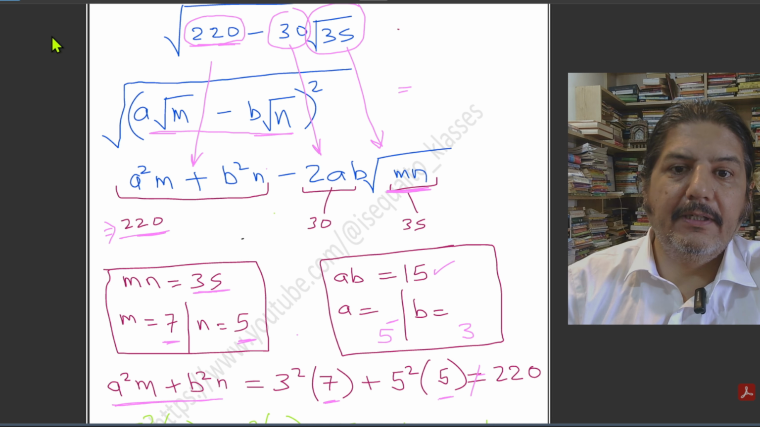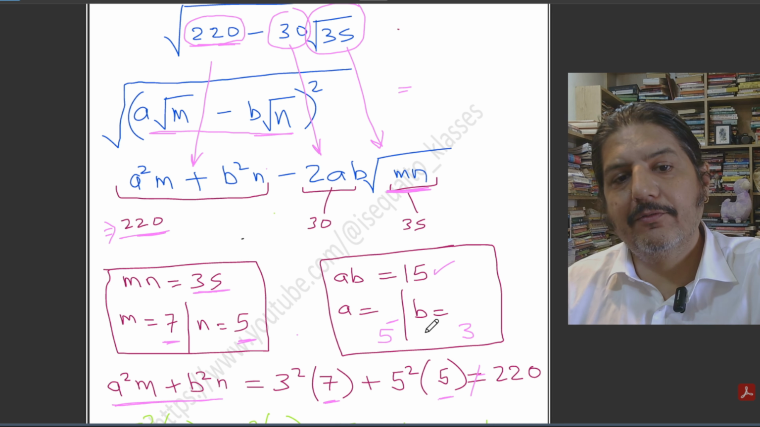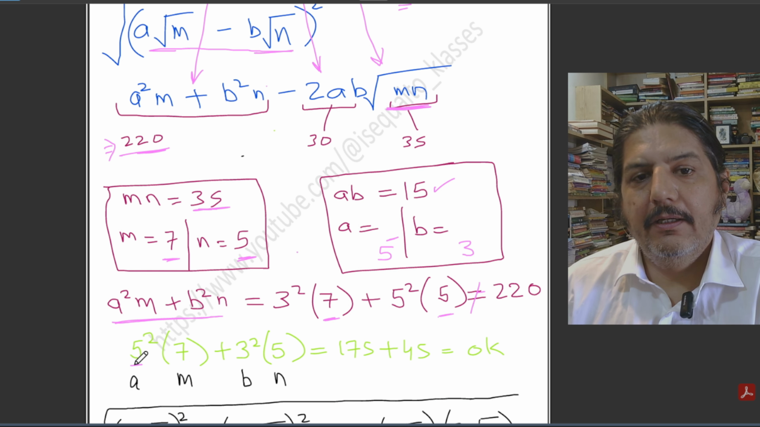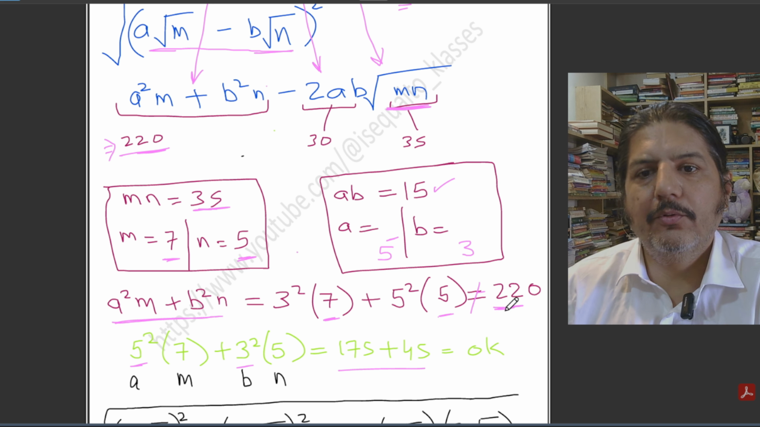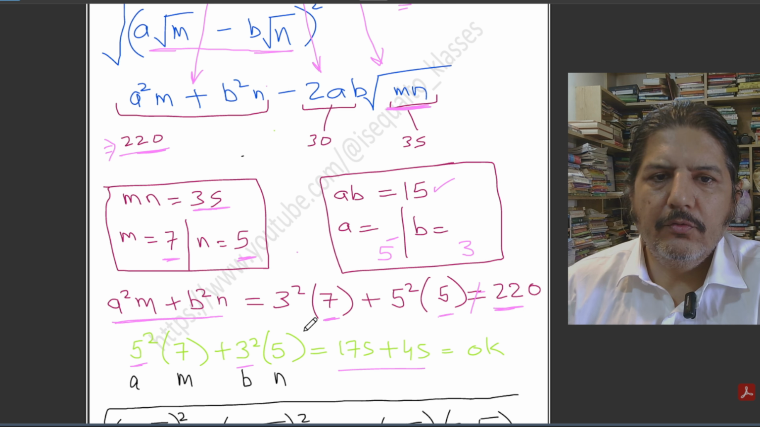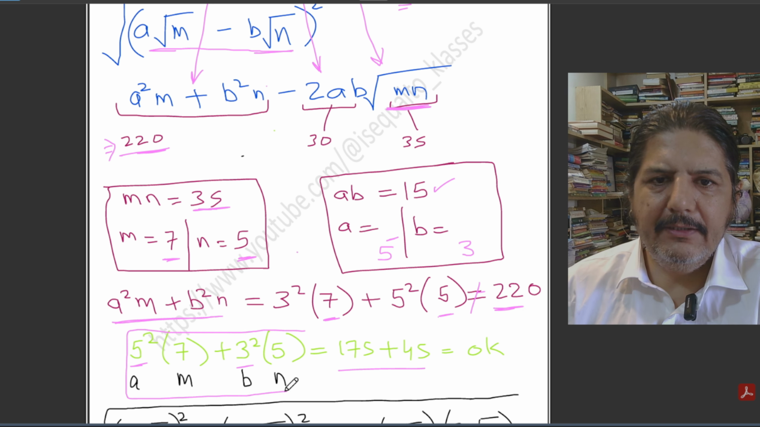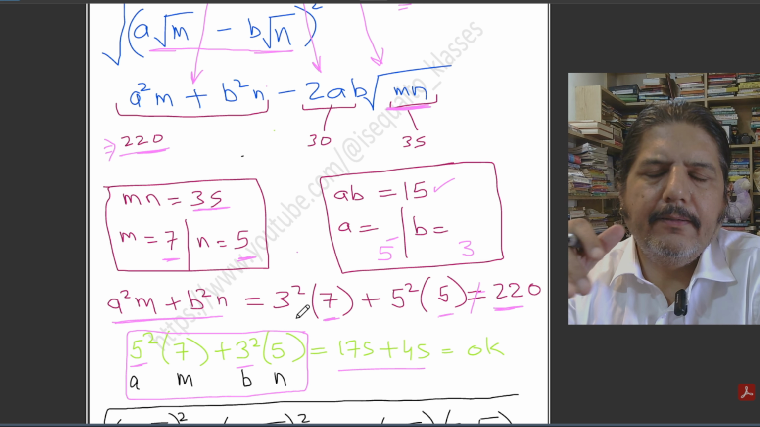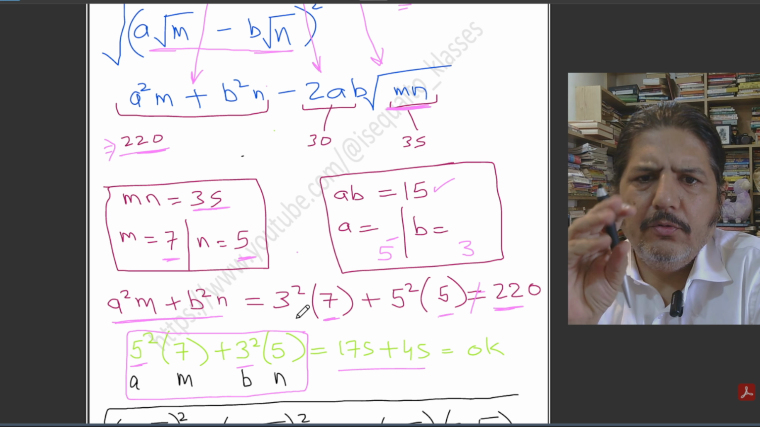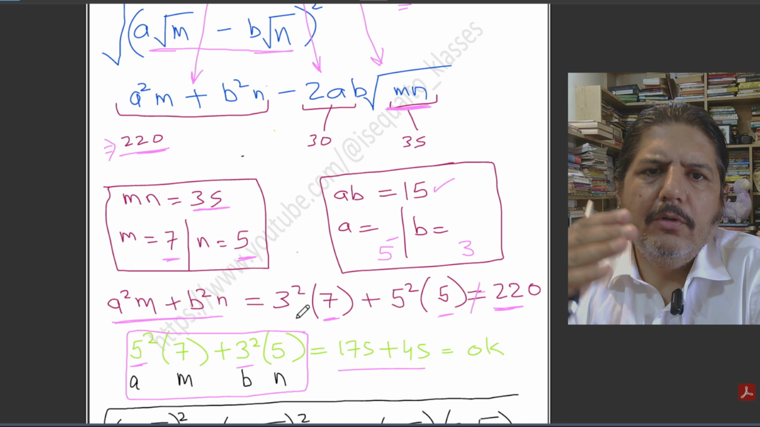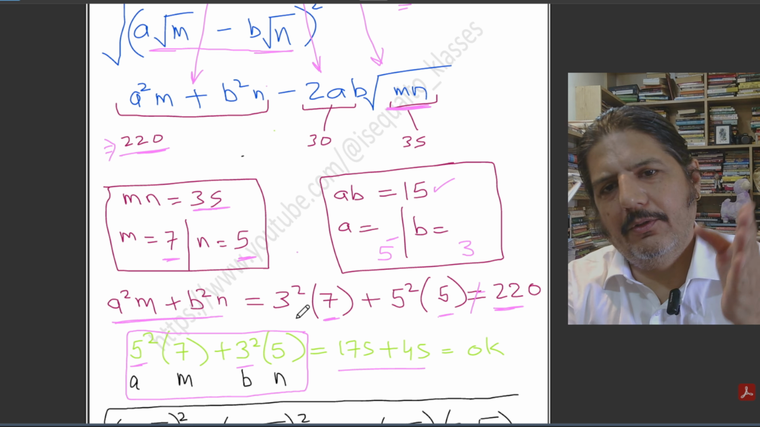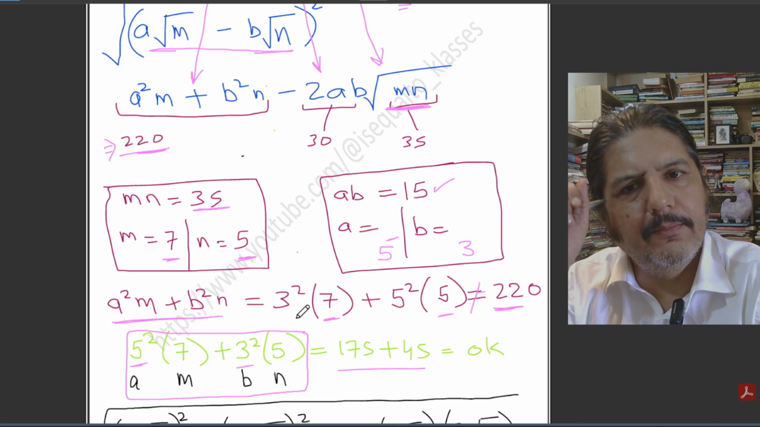The other option is that A is equal to 5 and B is equal to 3. That will work, because when you check A is equal to 5 and B is equal to 3, you will find that this expression is equal to 220. So my final values are, these are the values of A, M, B, N. I hope you have understood what I am doing. You can rewind and look at the path again, what I am following.